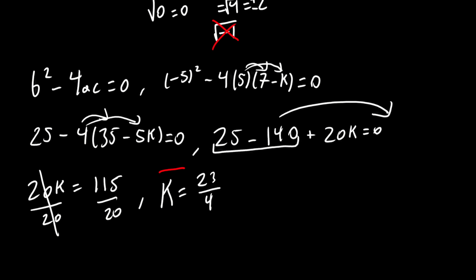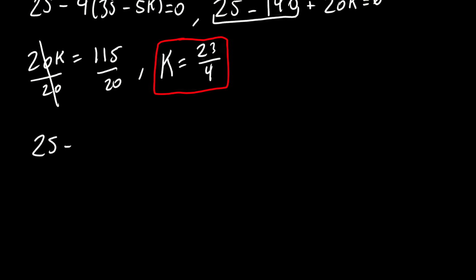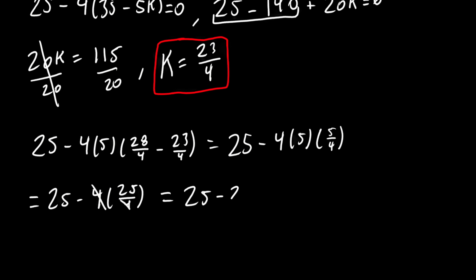You're not always going to get a polished number like this, but just to confirm that we have the right answer, let's plug it back into the equation as k. So 25 minus 4 times 5 times 7 minus k, or 28 over 4 minus 23 over 4. This equals 25 minus 4 times 5 times 5 over 4, and then if we multiply 4 over 5 by 5, we get 25 minus 4 times 25 over 4, and these 4's cancel out to give us 25 minus 25, which equals 0, proving that our answer is correct.